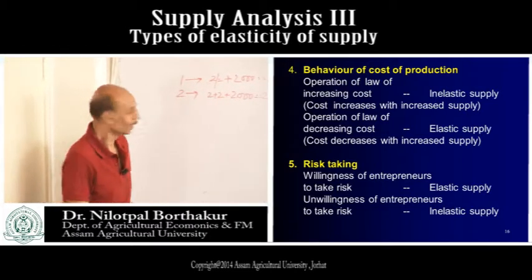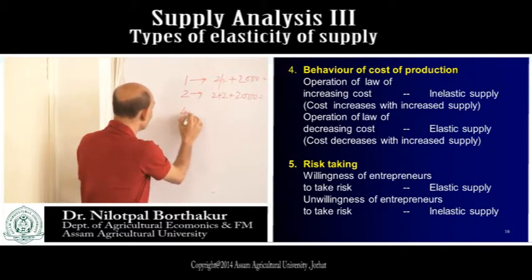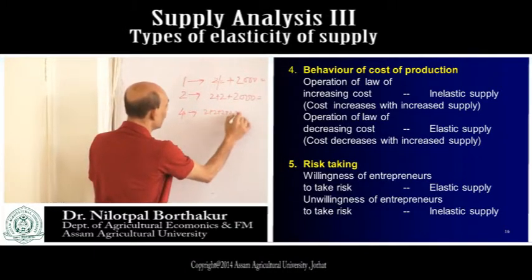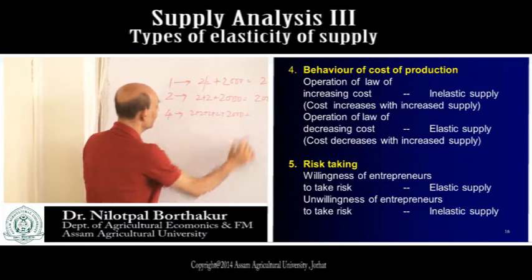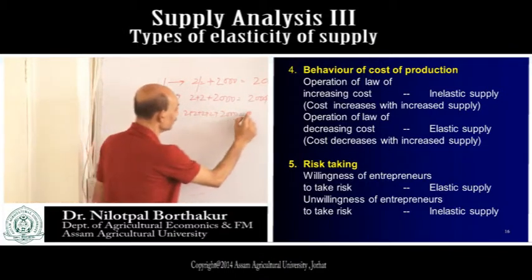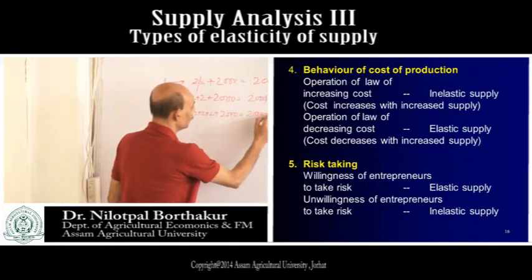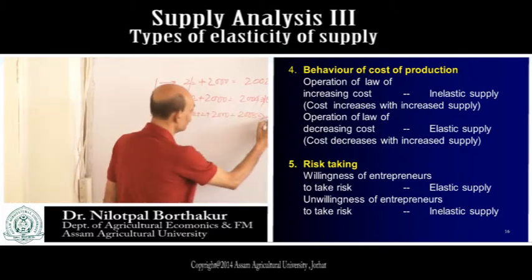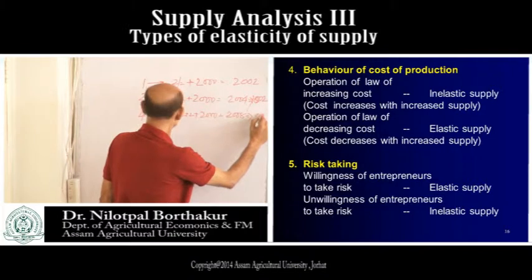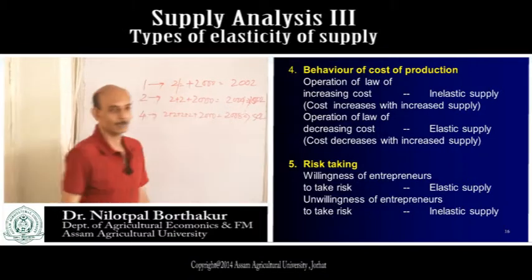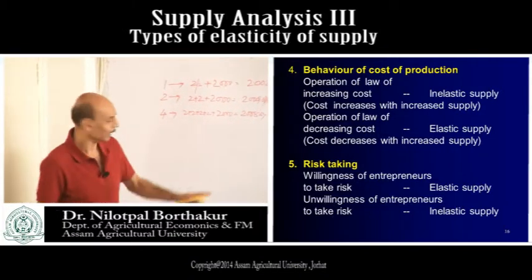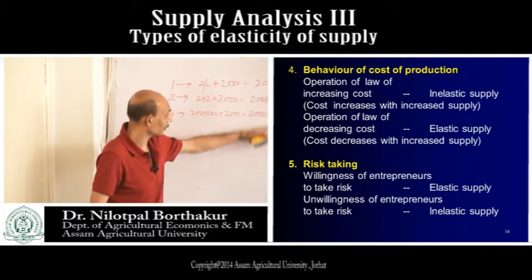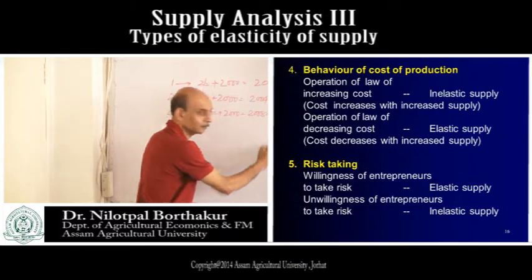Third bread, 4 breads you produce. 2 plus 2 plus 2 plus 2 plus 2,000. How much will this be? 2,008. One bread costs how much? 502. That means if you produce more, your per unit cost of production gradually comes down.